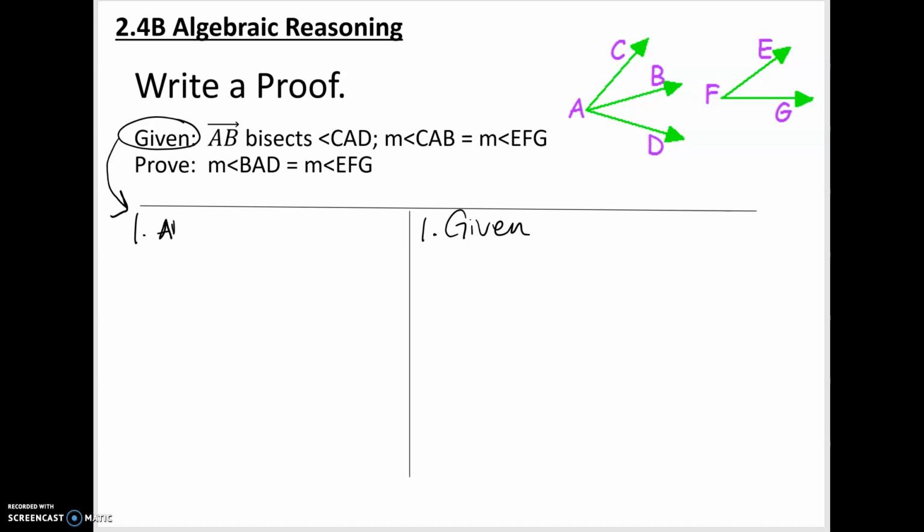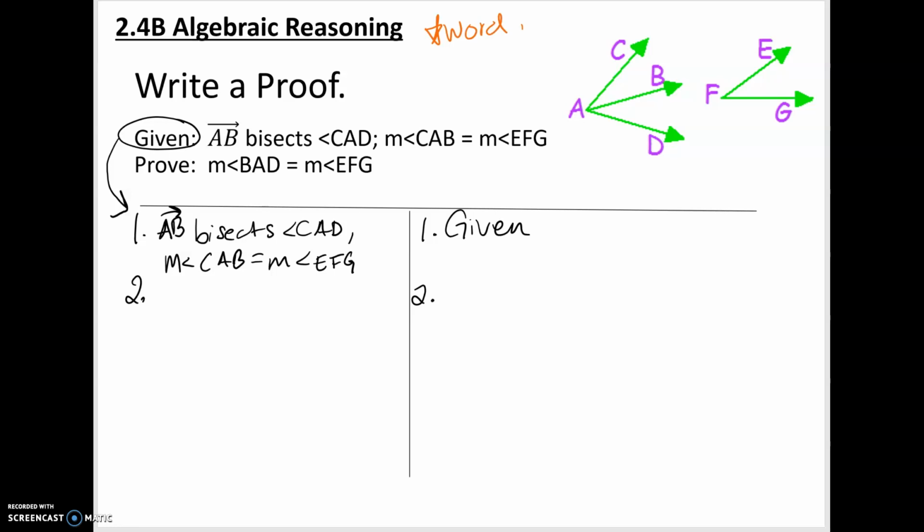So this one says, my given says ray AB bisects angle CAD, and the measure of angle CAB is equal to the measure of angle EFG. Okay, so there's my given information. Now, anytime you see a word in your given, your next step should be to define it.